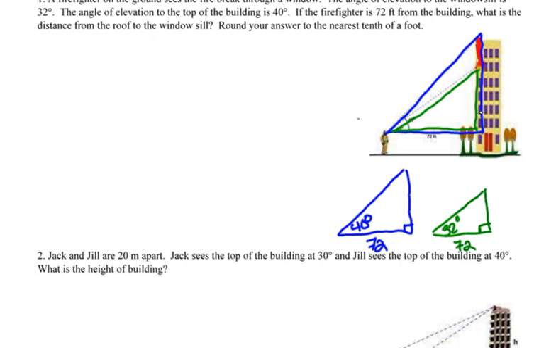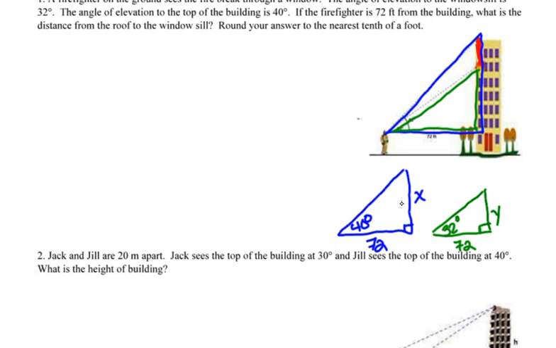I don't know the vertical height of the blue triangle, nor do I know the vertical height of the green triangle. If I knew both, I would just subtract the green height from the blue height, and I would be good to go. So I'm going to let the height of the blue triangle be x, and I'm going to let the height of the green triangle be y. And I'm going to see if I can use some of my trig functions in order to solve for x and to solve for y.